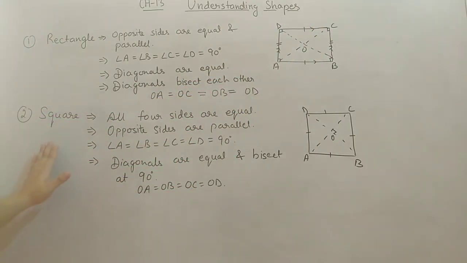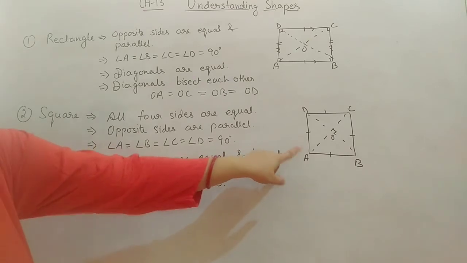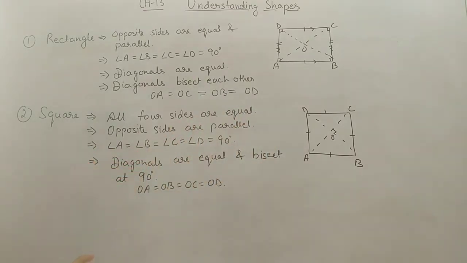Next figure we have is a square. Square mostly has the same properties as a rectangle. One thing is different, that is all four sides are equal. All four sides are equal here in a square. All four interior angles will be equal to 90 degrees and opposite sides are also parallel here. It will follow all the properties of a rectangle.